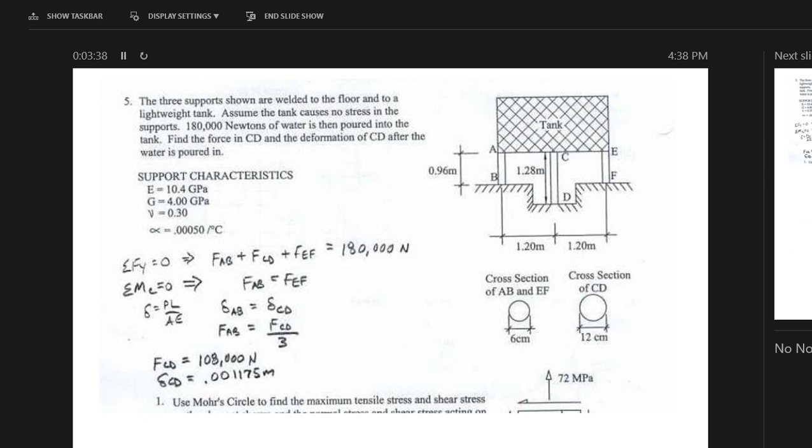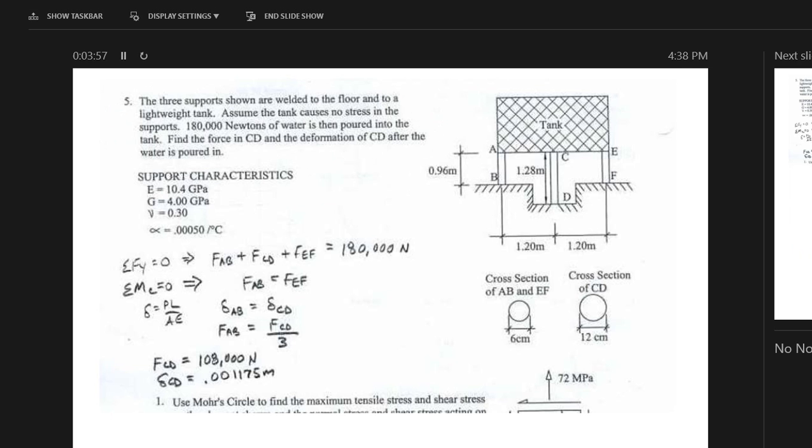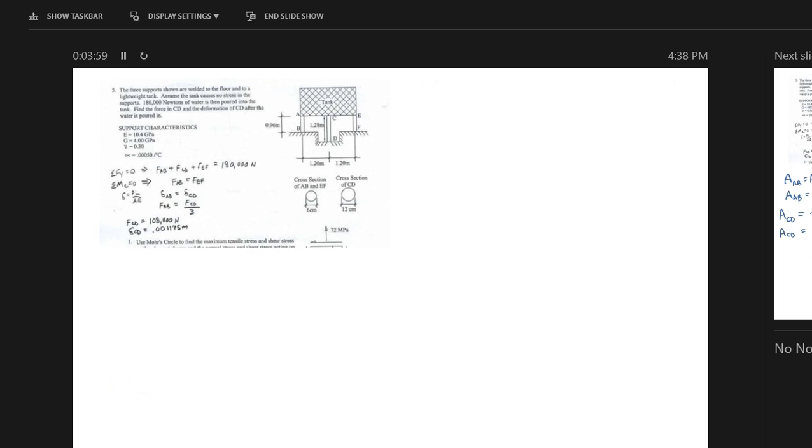How about this one? That one's pretty simple. Once you know how to do it, it's quick, but you have to know how to do it. We've got a tank on those supports. We want to find the force in the middle support, and we want to find delta. So you find the sum of the forces. There we go. So what is this?